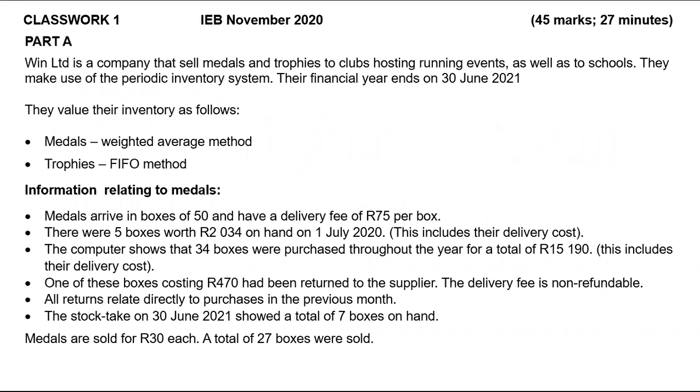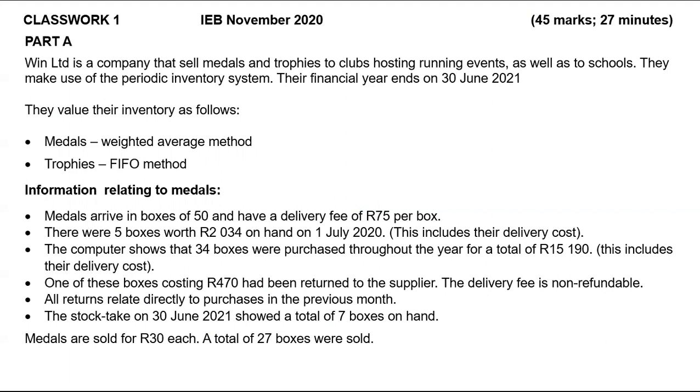Part A says that Win Limited is a company that sells medals and trophies to club hosts and running events as well as to schools. They make use of periodic inventory system. The financial year ends on the 30th of June 2021. They value their inventory as follows. Medals they use weighted average method, and trophies they use first in, first out method.